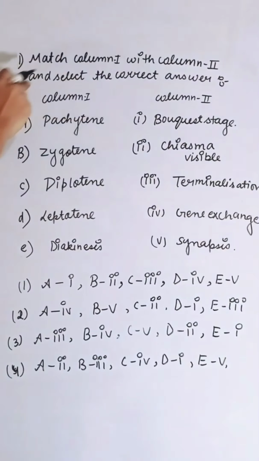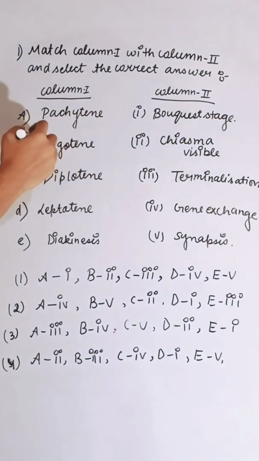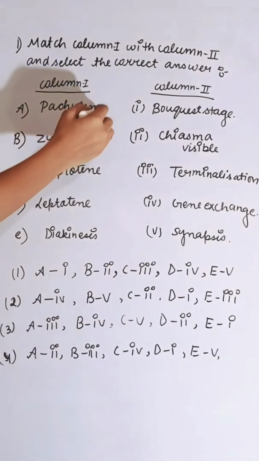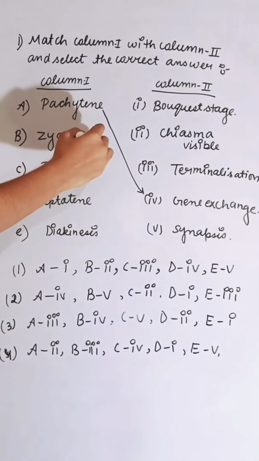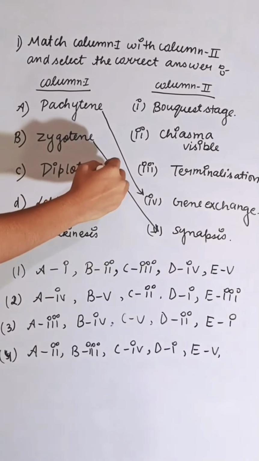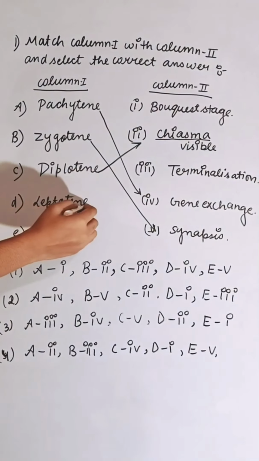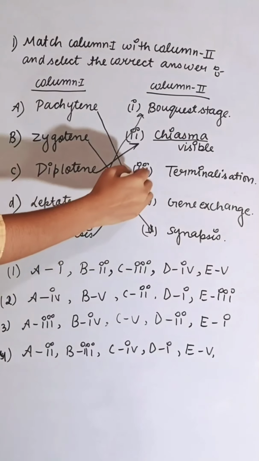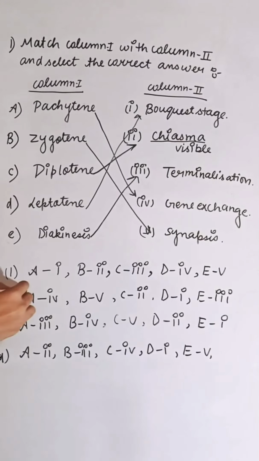Match column 1 with column 2 and select the correct answer. This is column 1 and this is column 2. We have to match column 1 with column 2. These all are the options. In pachytene stage gene exchange will take place, in zygotene synapsis will occur, in diplotene chiasmata will be visible, in leptotene is also known as bouquet stage, and in diakinesis terminalization of chromosome will take place. So correct answer is second.